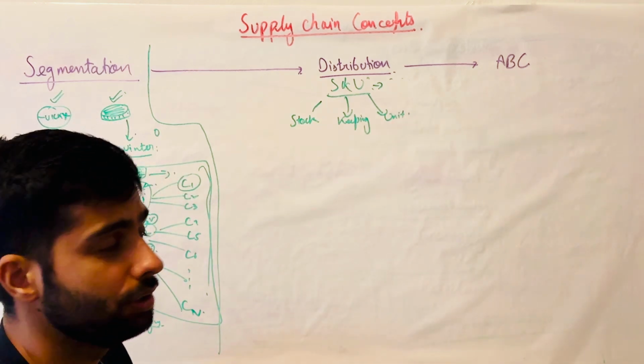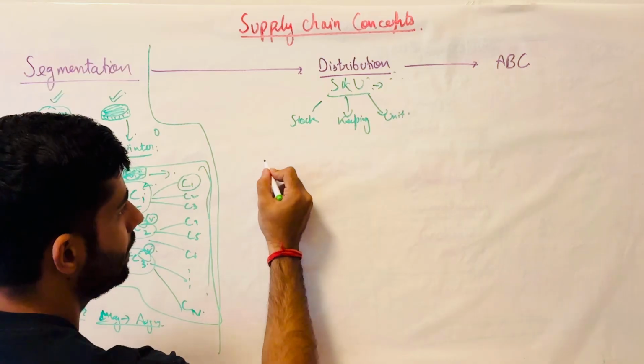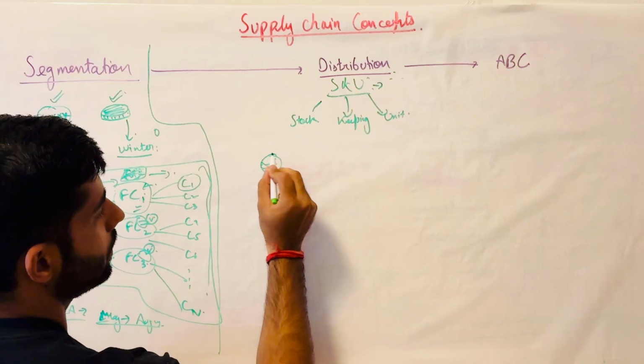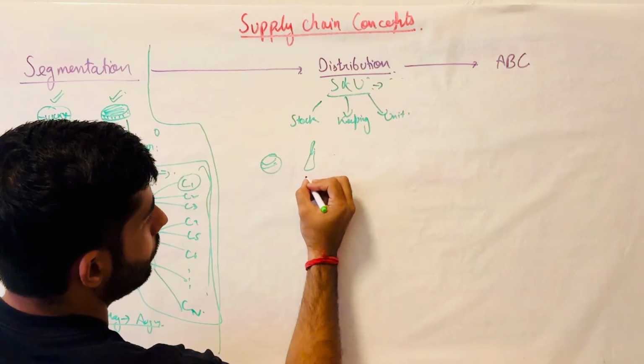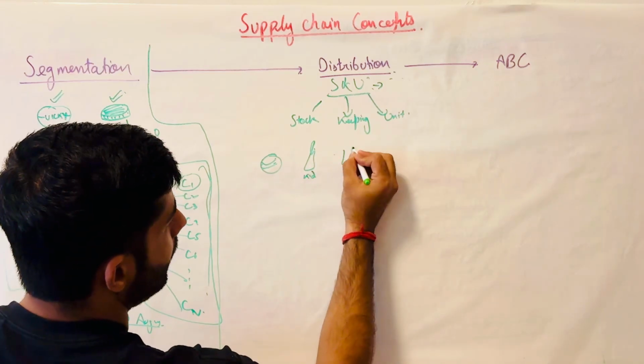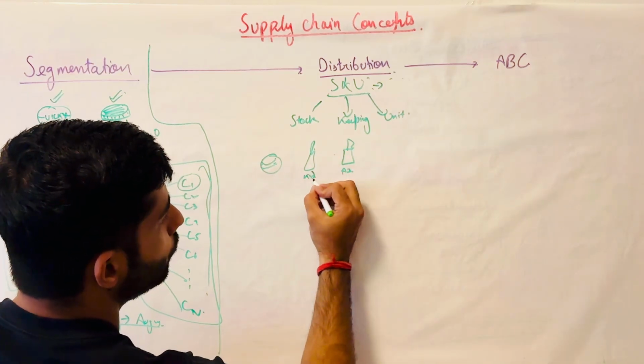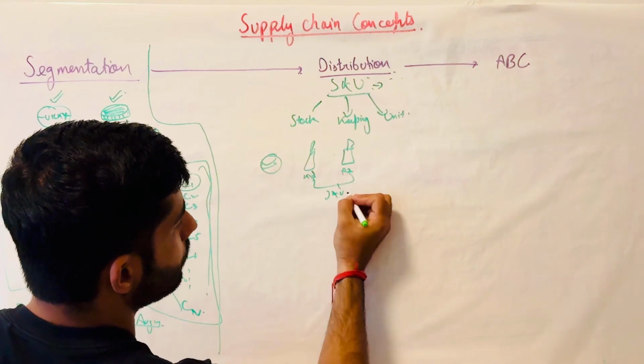What does a stock keeping unit mean? Anything, for example, a Wikiball is a SKU, a bat is a SKU, a bat which is for a kid versus a bat which is for an adult. These are two different SKUs. These are not the same SKU.